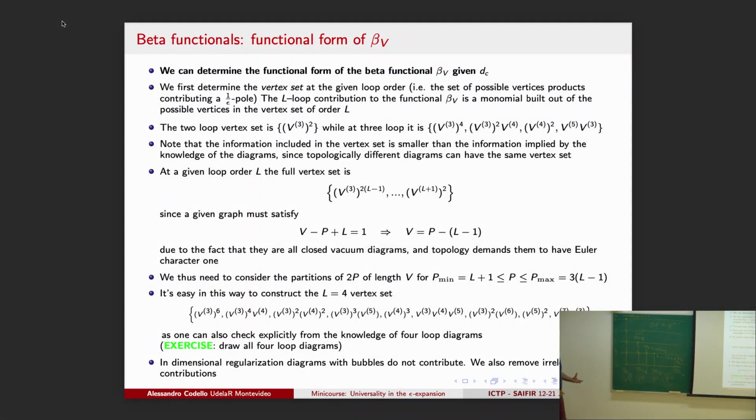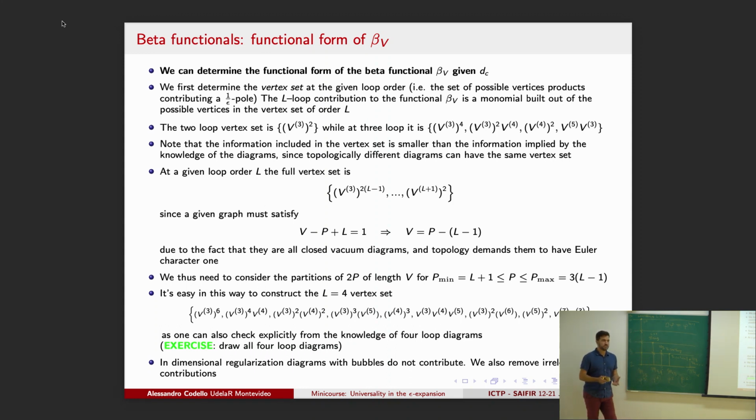One of the most interesting things of this approach is that we actually do not need to infer their form. We do not need to do the full computation, because we can basically determine the functional form of the beta functionals once we know d_c. Dimensional regularization is a scheme that doesn't have a mass scale. So we just need to look at which are the possible contributions, which are dimensionless, to the beta functional. The beta functional will be constructed out of monomials with various powers of the vertices that can appear. The vertices that can appear, we can read off from the knowledge of the diagrams that we pictured before.